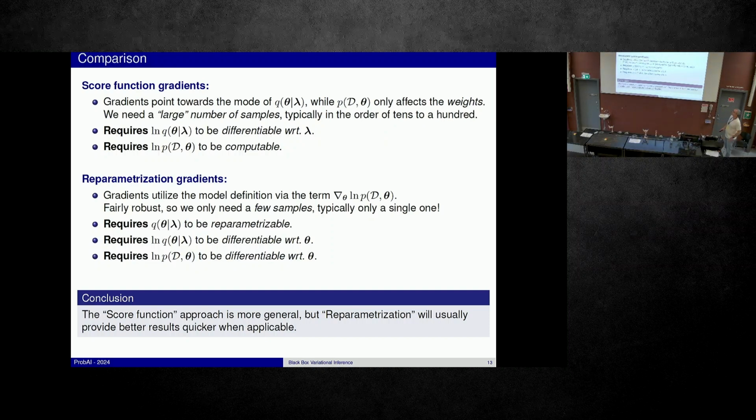The reparameterization is harder on the requirements. Q must be reparameterizable, which is the big problem, and then we need to have a log Q differentiable this time with respect to theta. And we also need to have the model data joint to be differentiable with respect to theta. But if all that works, then reparameterization is better. If not, then score function is the go-to solution.